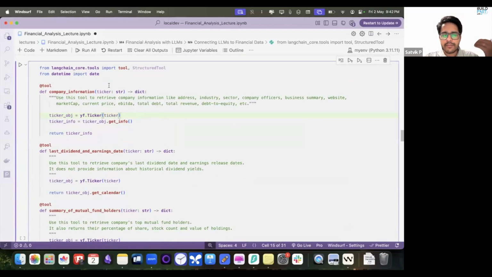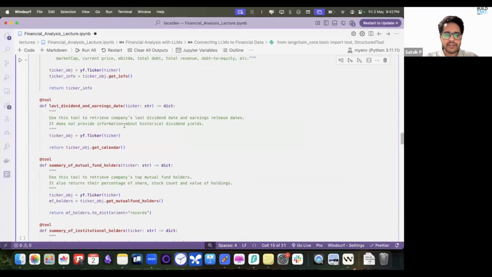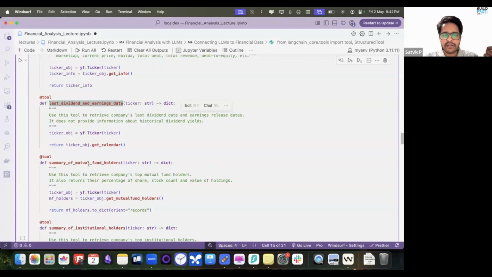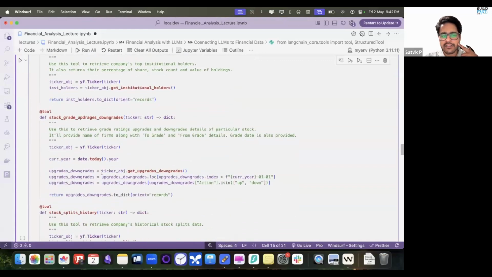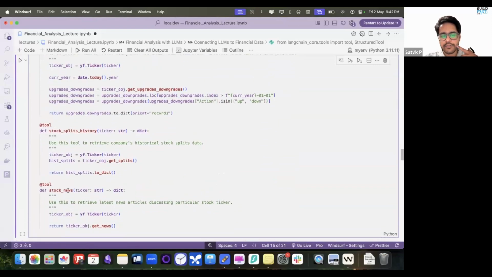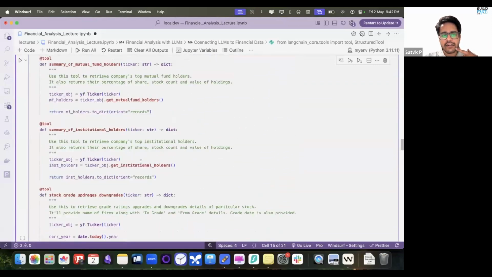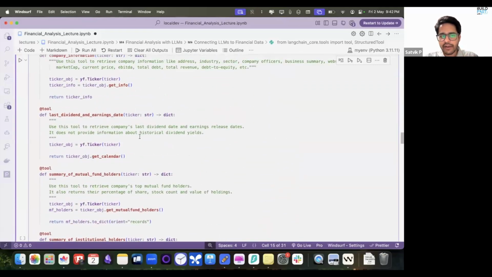So I'm using Yahoo Finance to get a lot of other datasets as well. I'm creating a function where I can get company information, information on dividends, mutual fund holders, institutional holders, stock downgrades, upgrades, stock splits, and stock news. These are all datasets that are directly available with Yahoo Finance.